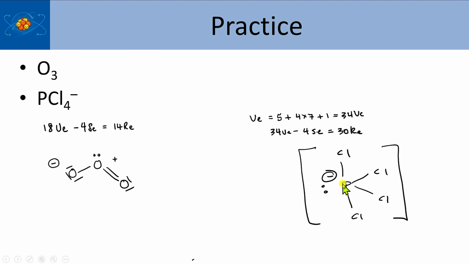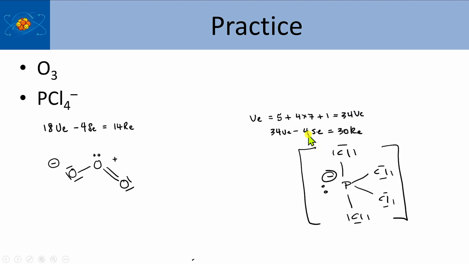For PCl4 minus, there were a total of, oh, I forgot to fill all these in, my bad. A total of 34 valence electrons, because there's 5 for the phosphorus, 4 times 7 for the 4 chlorines, which each have 7, and then 1 for the -1 charge. So I ended up with 34 valence electrons.